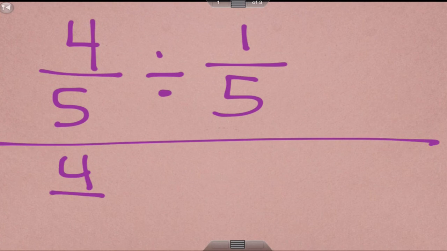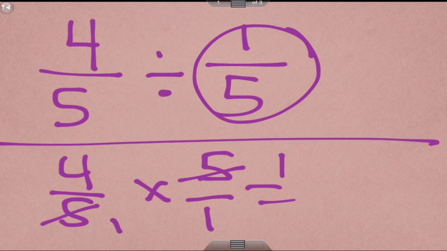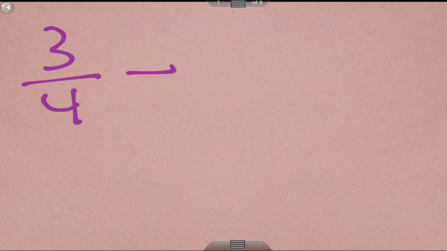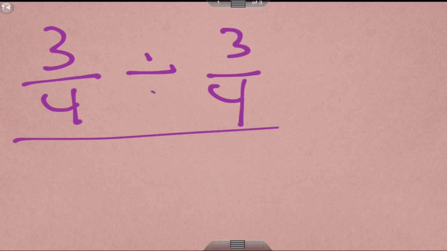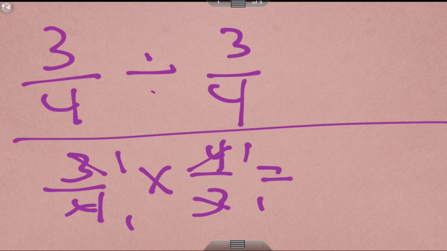So it's 4/5 times your second number's reciprocal, 5/1. If you look at this real fast, you can see that I can cross reduce here. So the answer is 4 times 1, which is 4, 1 times 1 is 1, and the final answer is 4. Okay, another one like that. 3/4 divided by 3/4. Again, 3/4 times, flip it, 4/3, and I could cross reduce all over, so the answer would be 1.